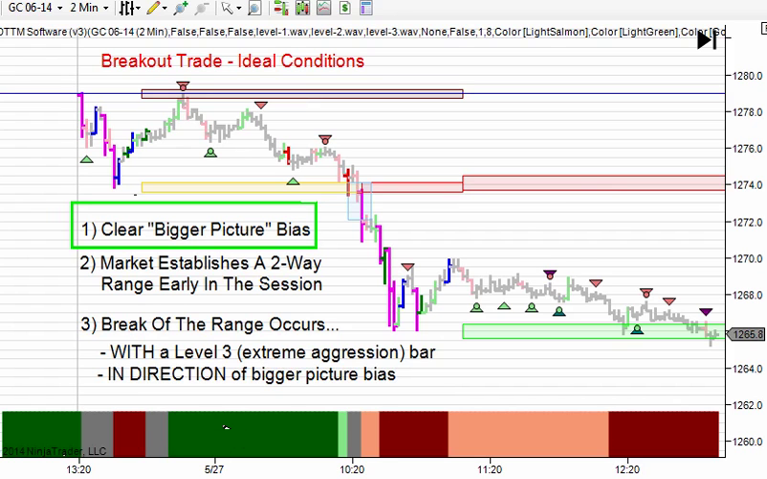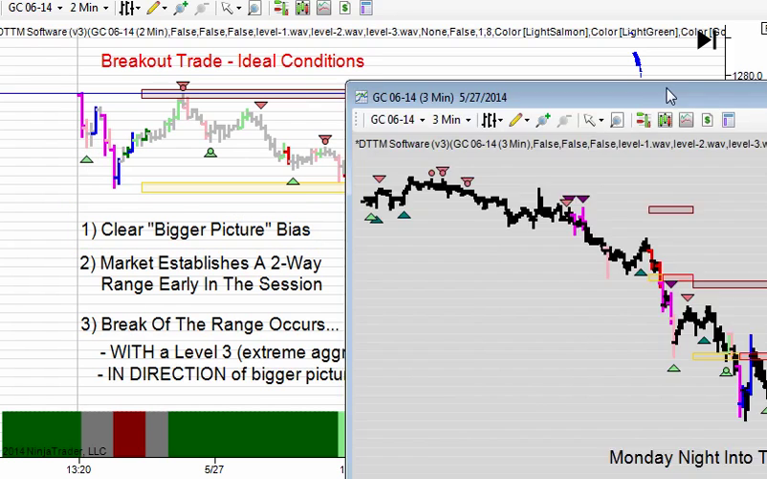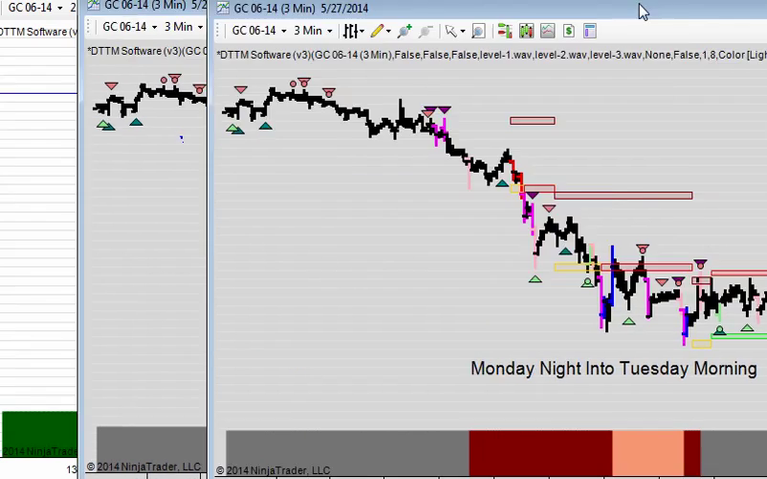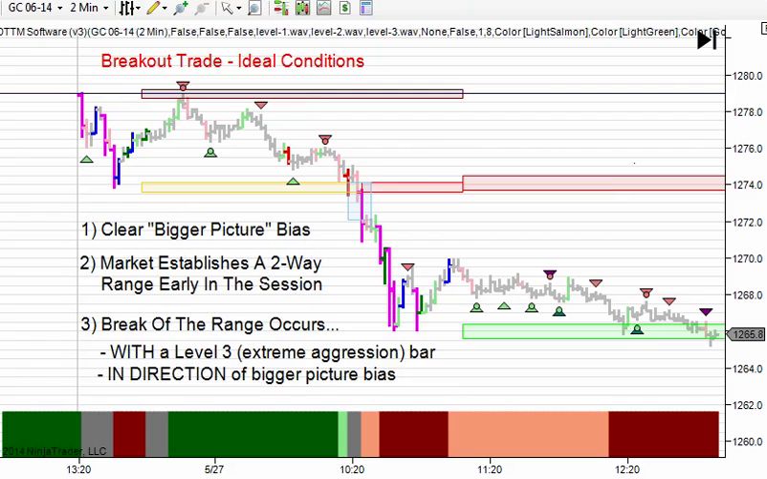Heading into the day today, the gold market was in a pretty clear down market, and we had a very large gap from the holiday weekend into this morning. In the overnight chart, you can see a really strong break lower on some really strong level 3 selling, and we gapped down quite a bit. Whenever there's a gap opening, we want to see: is there going to be continuation, or does that gap fill?